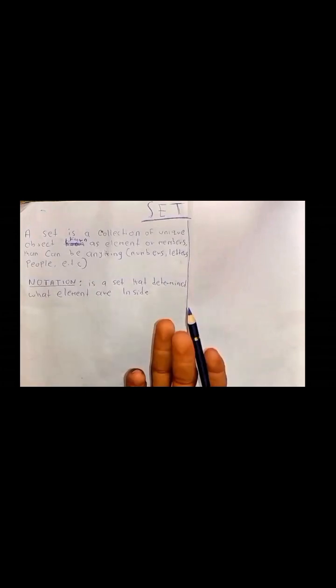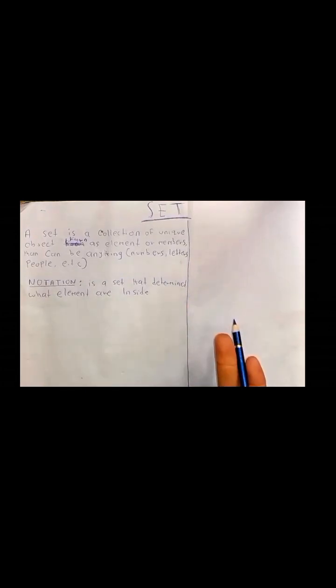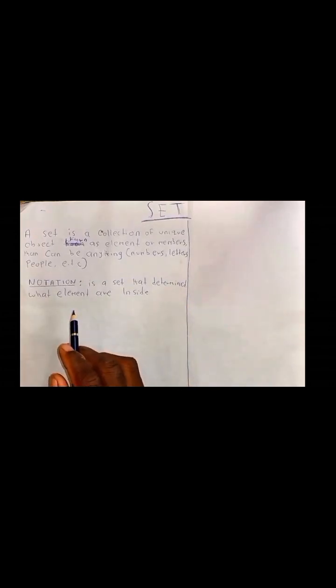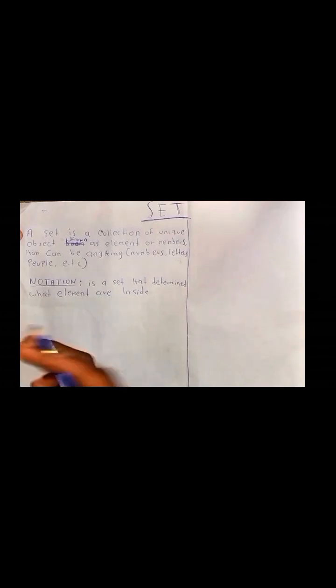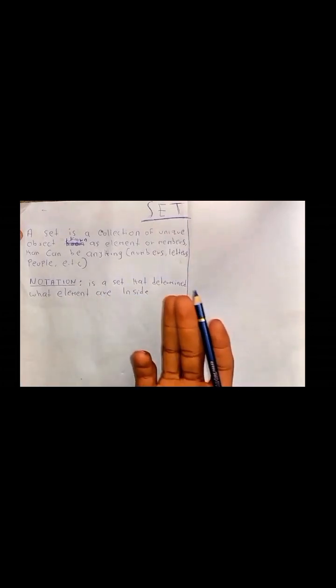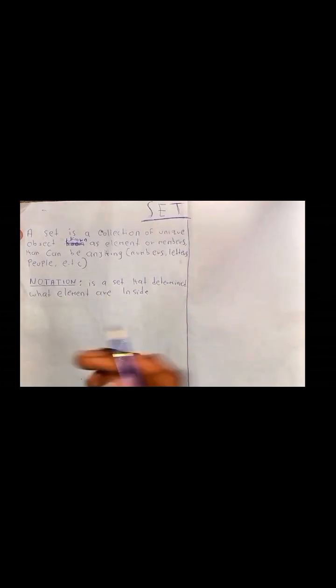Okay, let's move to notation. We denote sets using curly brackets and list the elements inside. What does this sentence mean? It means that notation is just a set that determines what elements are inside. The elements are either numbers, alphabets, pupils, or states inside that set.